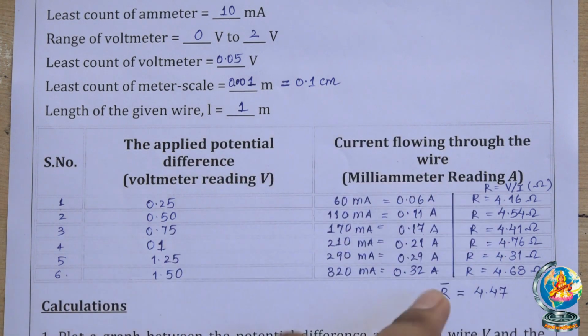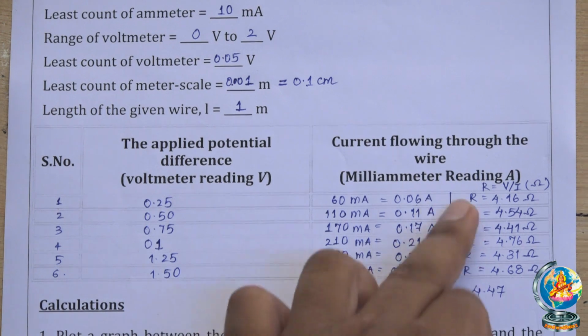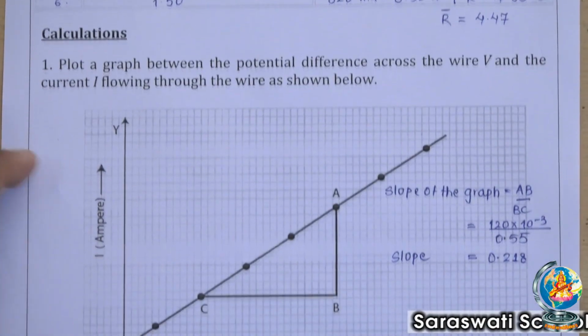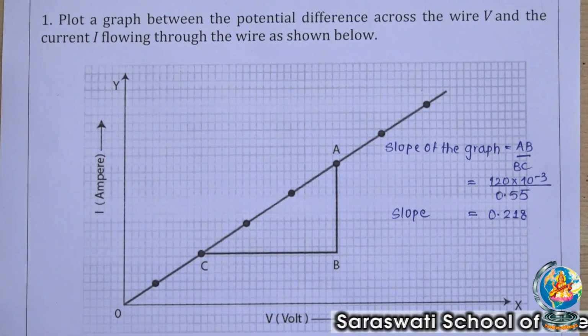I calculated the value of resistance, and finally I took the mean of it. Mean is nothing but the average of all the observations, and it was found to be 4.47 ohms. Clear?